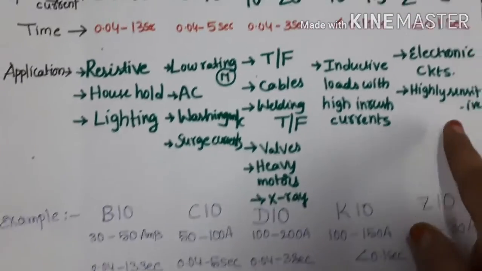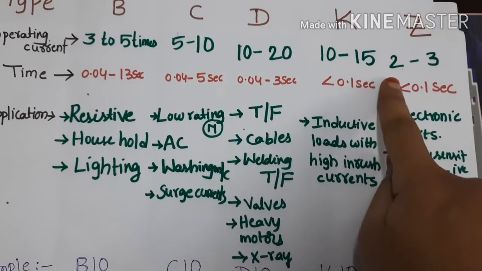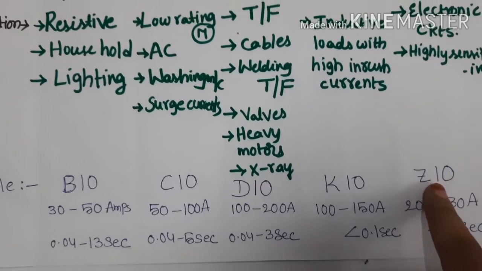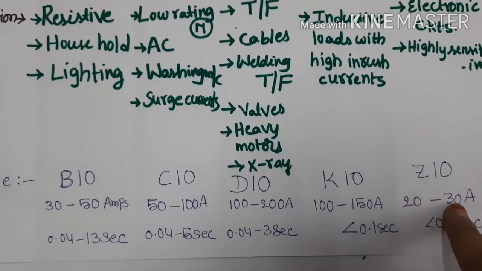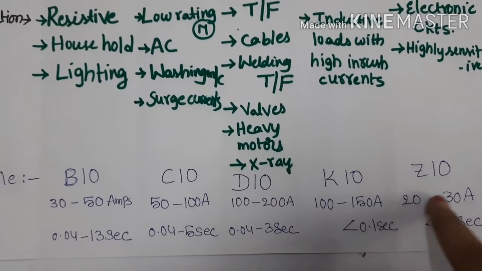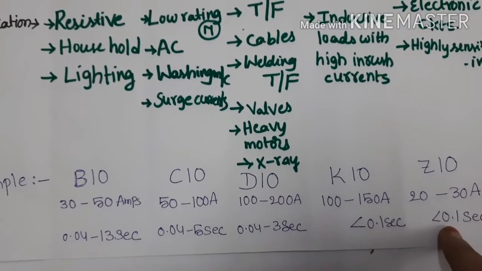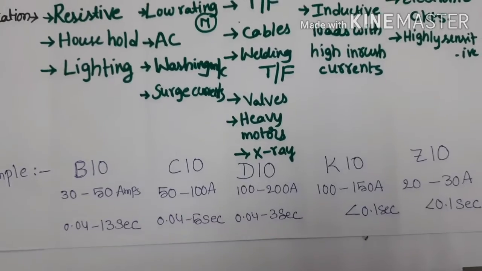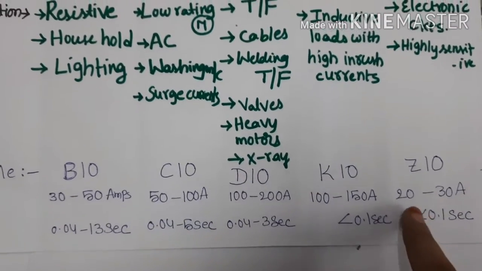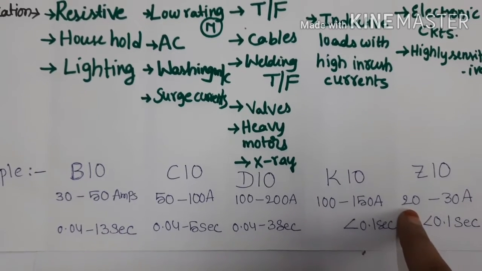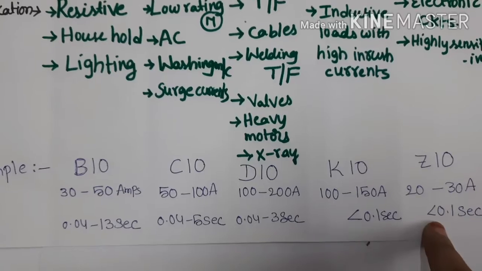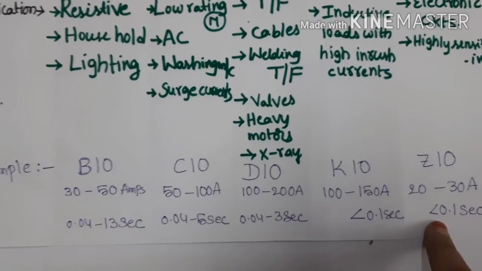Here, as I said earlier, the operating current is 2 to 3 times the nominal current. As the nominal current is 10 amps, it is 20 to 30 amps. In between this current from 20 amps to 30 amps, it will operate in 0.1 seconds. If any fault occurs in the circuit and the fault current is more than 20 amps and less than 30 amps, this MCB will trip the circuit in 0.1 seconds.